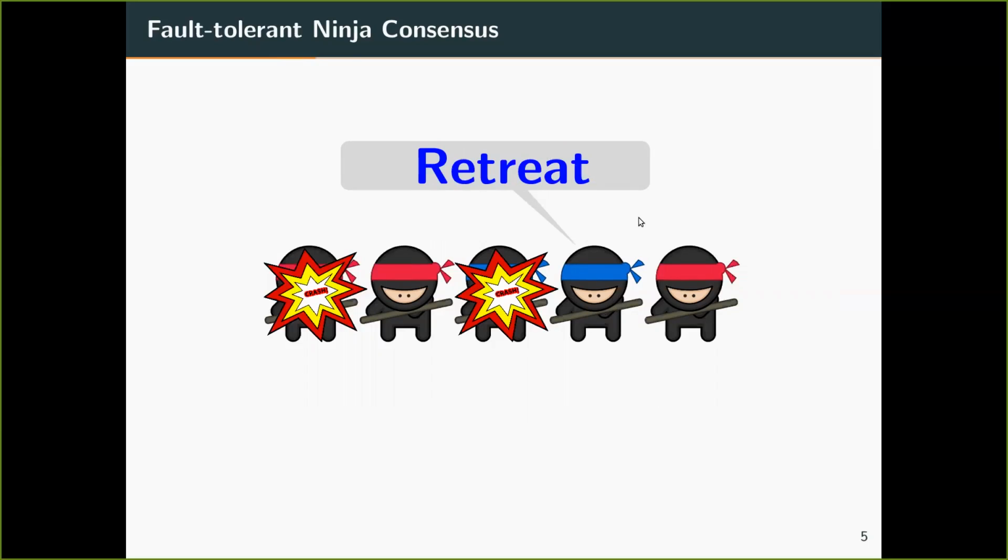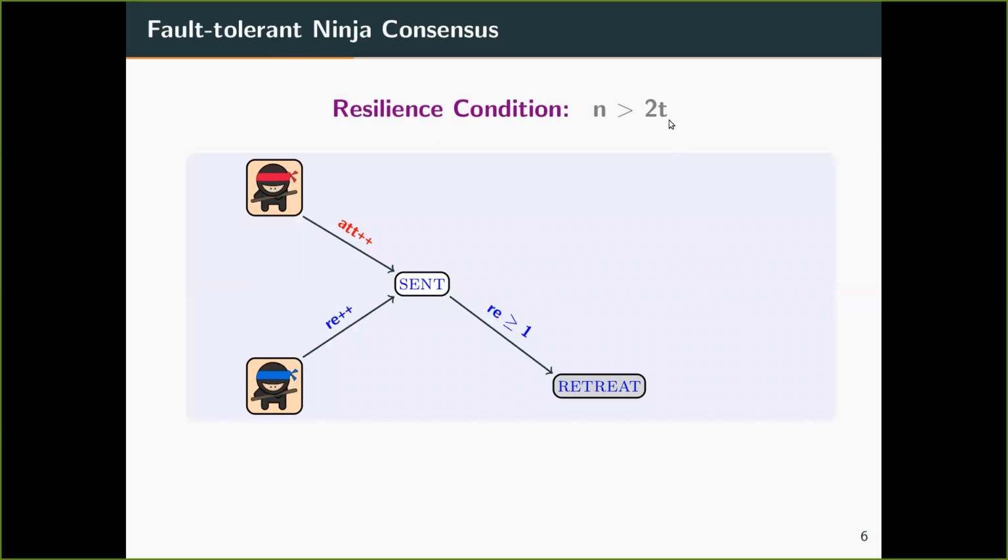How can we model this now? We introduce a new variable t, which stands for the total number of processes which are going to crash. As you may recall from before, n denotes the total number of participating ninjas. This condition, which we call the resilience condition, is the following constraint: n should be bigger than 2t, which is equivalent to the fact that the total number of non-faulty ninjas, which is n minus t, is strictly bigger than the total number of faulty ninjas, which is t.